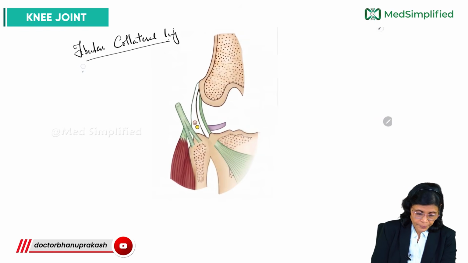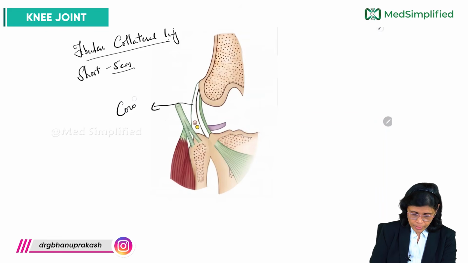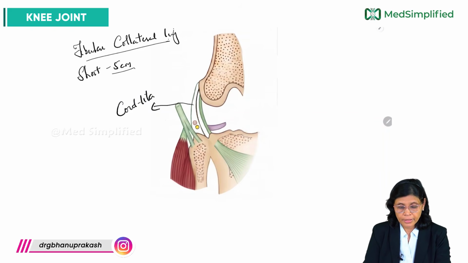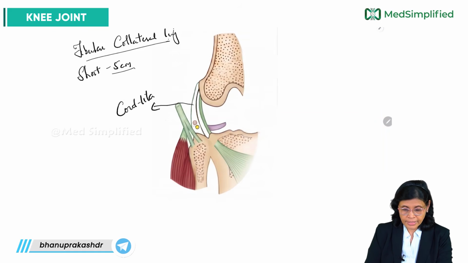So it is short, just about 5 centimeters long, and if you see, it is cord-like. It is cord-like, it's not thick like the medial collateral. And above it will be attached to the lateral epicondyle of the femur, and below, if you see, it is attached to the head of the fibula. So that is its attachment.